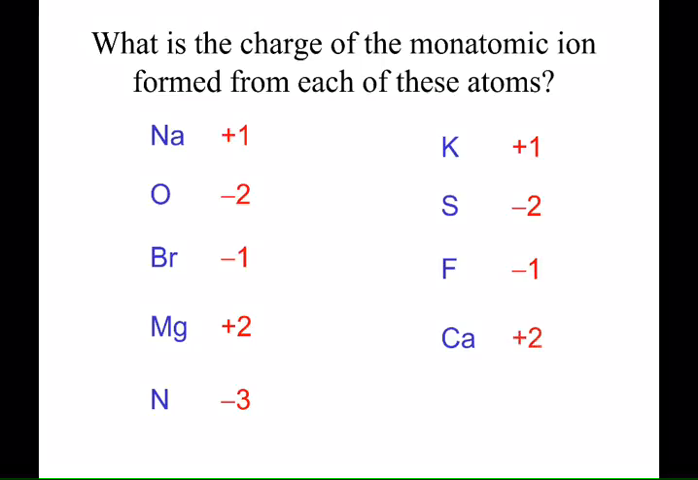Calcium, it's a 2A, loses its 2 valence electrons, forms a +2. And last but not least, phosphorus, 5A. To get an octet, it needs 3 more electrons with the 5 it's got. So in picking up 3 electrons, it forms a -3. So these, you should be able just to look at the periodic table, find where they are, and know what ion they form.